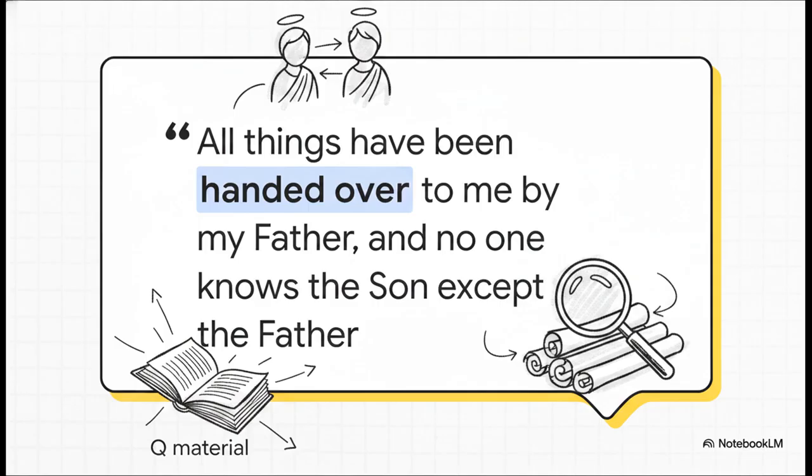But Christian apologists flip this script entirely. They apply what's called an all-or-nothing principle. Basically, if you're going to accept Q as a reliable source, they argue, you have to accept all of it.